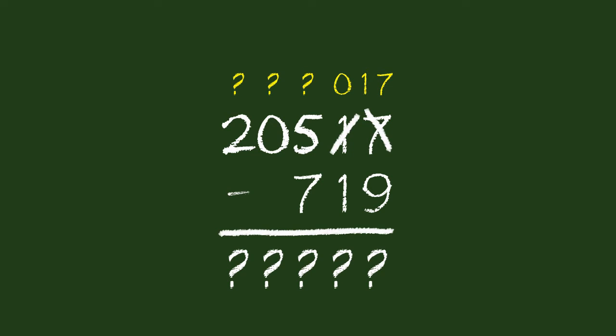Now we can subtract 17 minus 9 in the ones column. Since 17 minus 9 equals 8, we have 8 for the answer in the ones column.